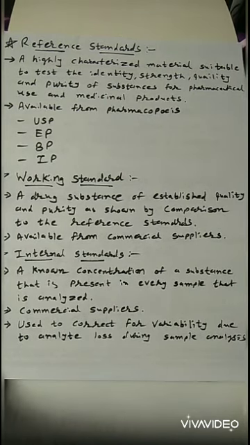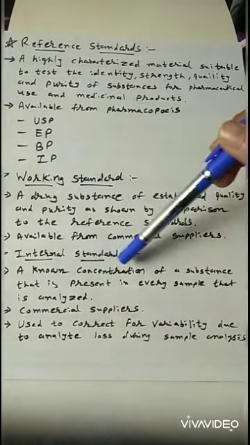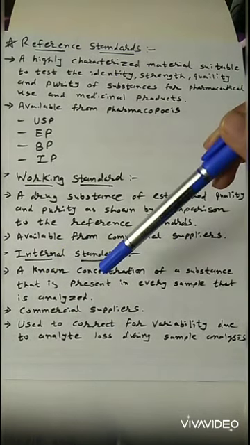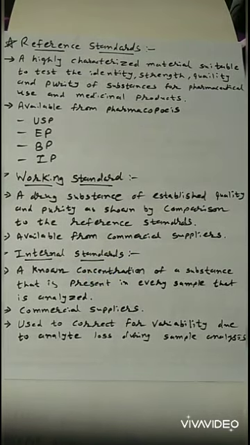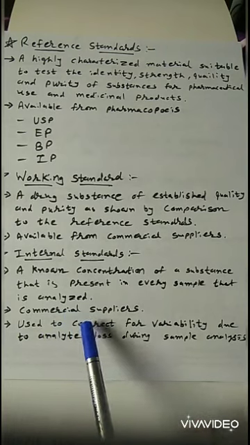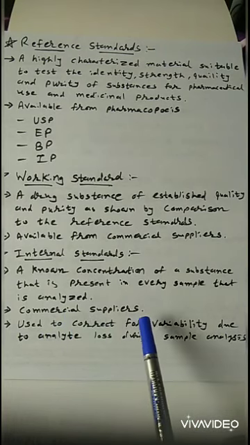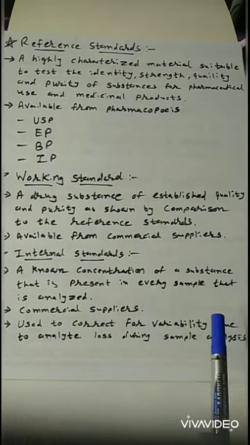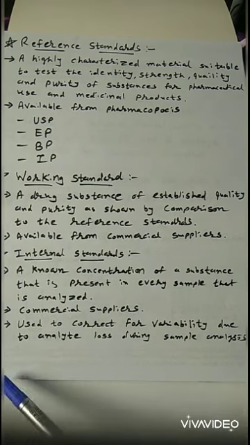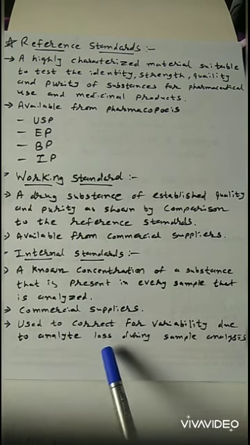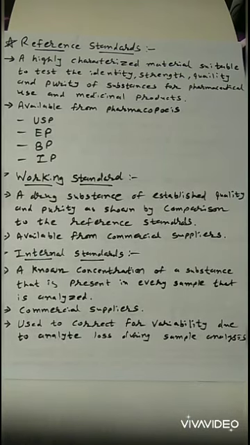Now we will learn about the internal standard. What is an internal standard? An internal standard is a known concentration of a substance that is present in every sample that is analyzed. Internal standards are also commercially available from suppliers like ClearSynth, TRC or V1. Now what is the purpose of adding the internal standard to our subject sample? Basically, it is used to correct for variability due to analyte loss during sample analysis.